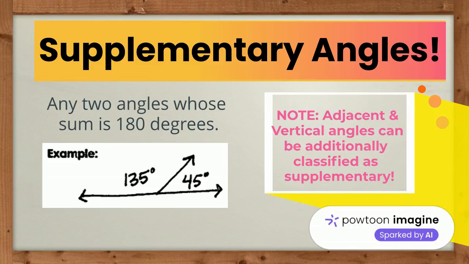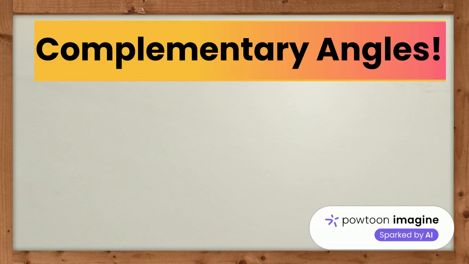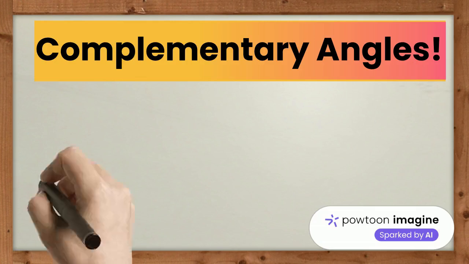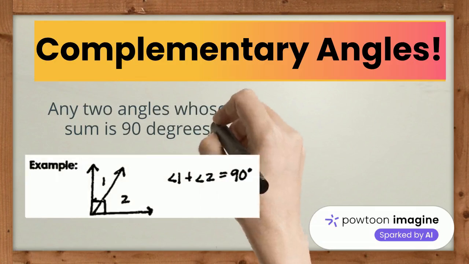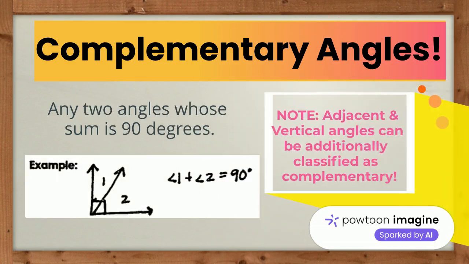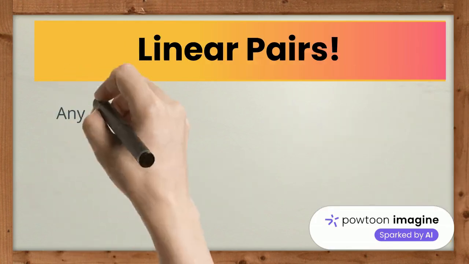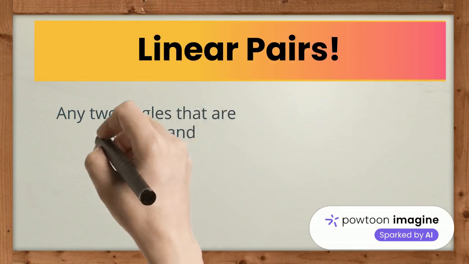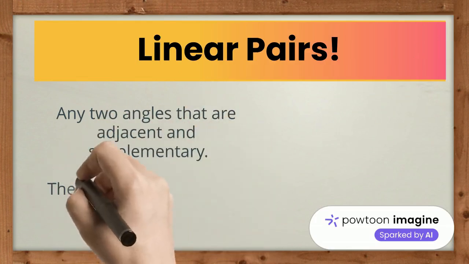sum is 180 degrees. Similarly related, we have complementary angles, which are any two angles whose sum is 90 degrees. Again, note that adjacent and vertical angles can also be classified as complementary angles if that sum is just 90 degrees. Now, coming back full circle, linear pairs are any two angles that are adjacent and supplementary.